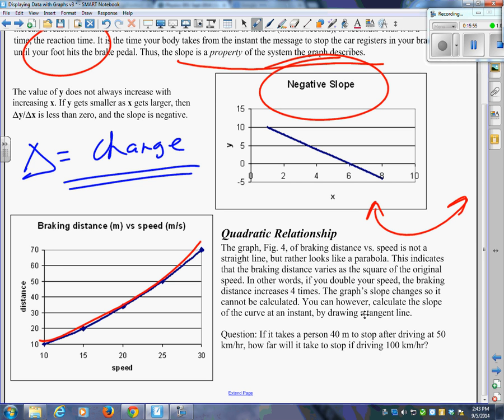Okay, shake your head, wakey wakey. Important question here. If it takes a person 40 meters to stop after driving at 50 kilometers an hour, how far will it take to stop if driving 100?